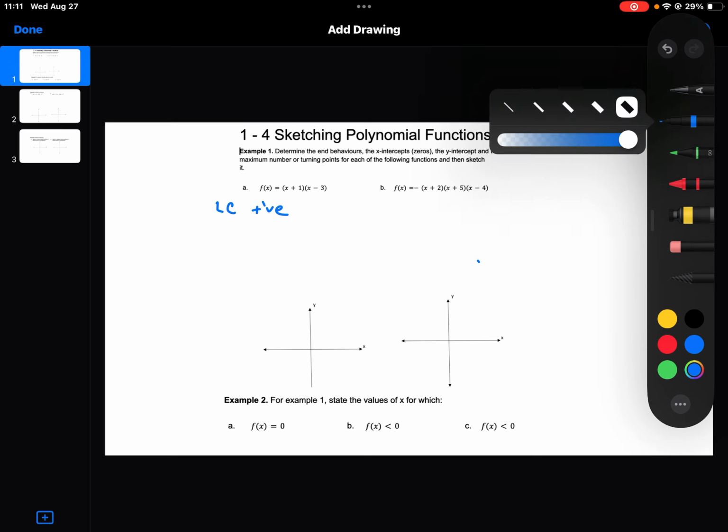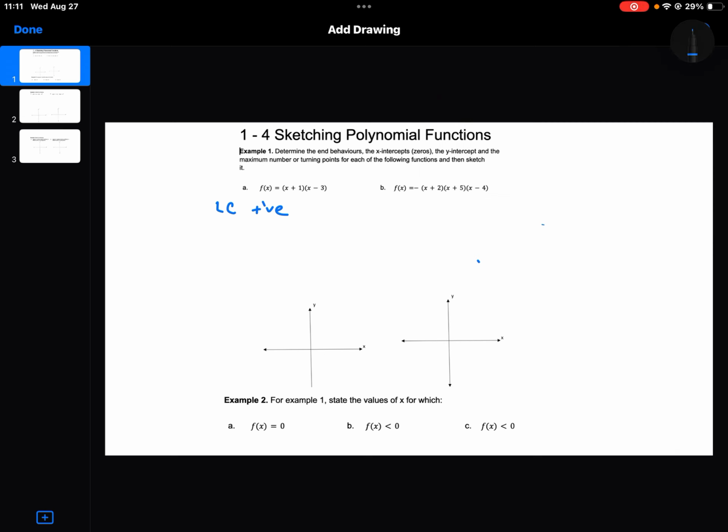The next thing that we're going to identify is our degree. And so our degree is really how many x's there would be. Here we've got one x in each bracket. So if we multiplied those together, we'd get x squared. So then we have degree 2, which is even.